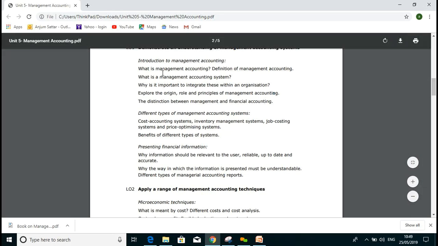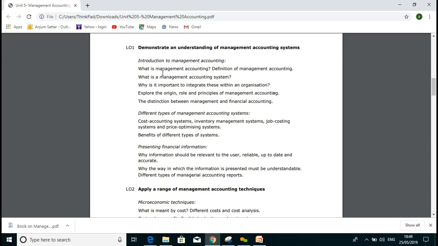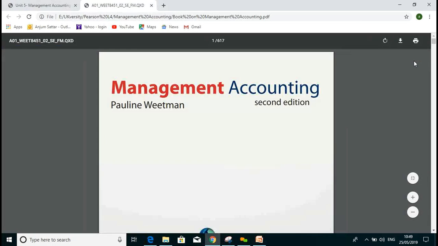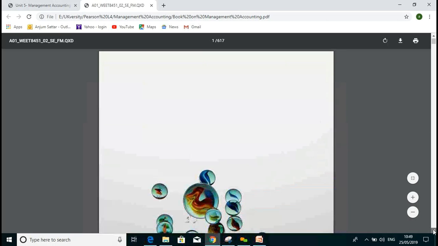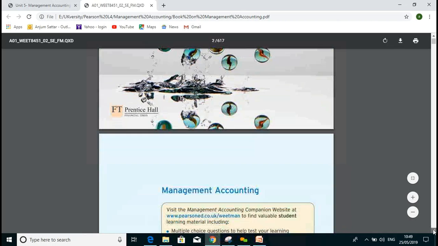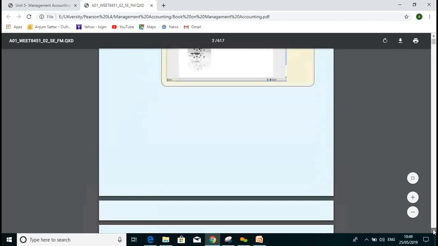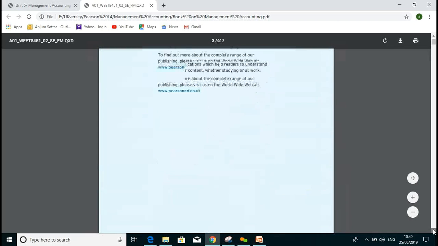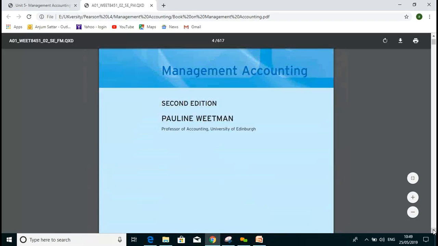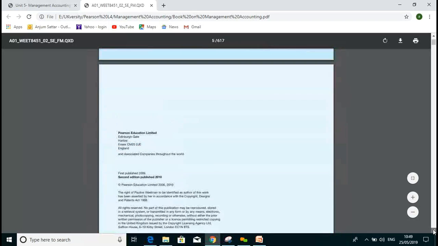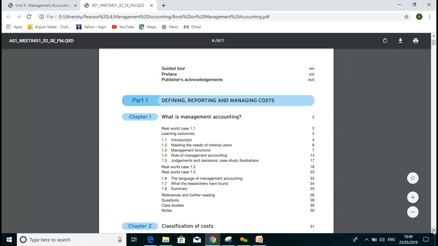That's our learning outcome one, which we're supposed to address during this lesson. I'm going to send and upload this book as well. It's quite good. Management Accounting, second edition, is recommended by Pearson Edexcel. This is recommended for this course, so you can go through it chapter by chapter.